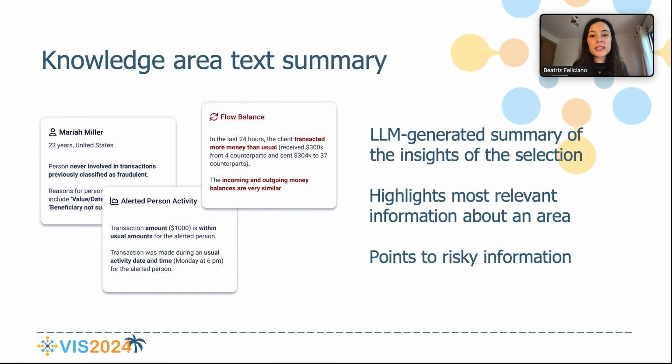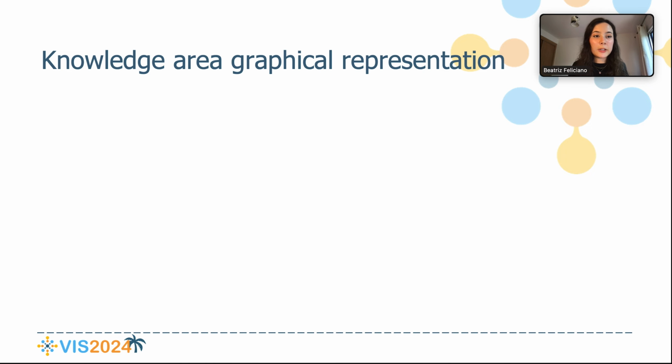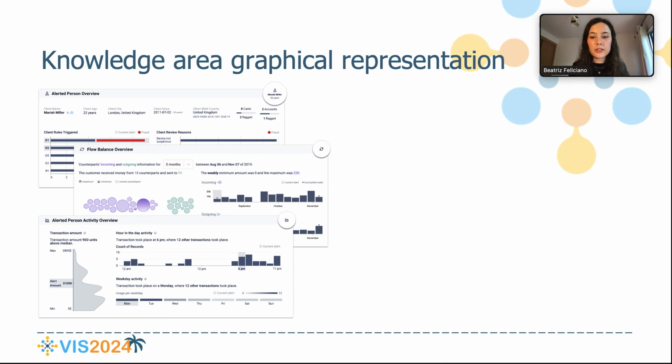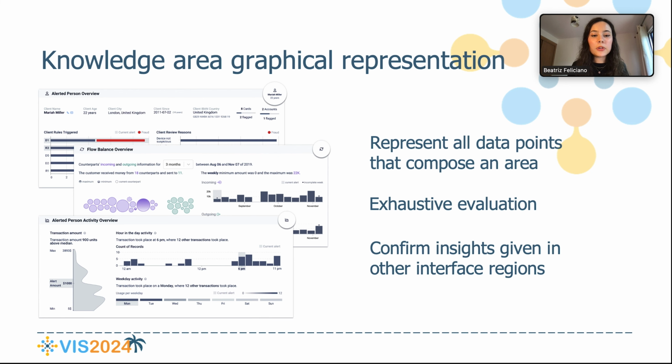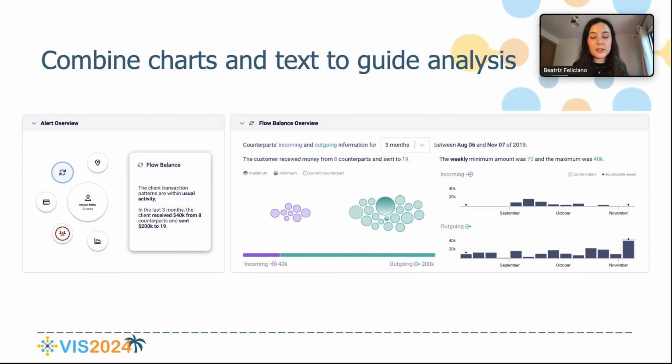If, after reading the text summary, analysts still feel like they need some more piece of information or that they want to confirm some data, they will then look at the knowledge area graphical representation. There is a graphical representation for each knowledge area, and here all the data points that compose an area are represented, enabling analysts to perform an exhaustive evaluation of the data and to confirm insights that were given in the other interface regions. So, once again, this is the system that we are proposing, combining charts and text to guide the analysis.